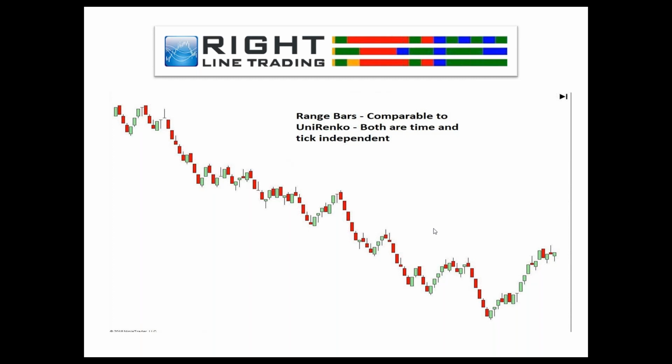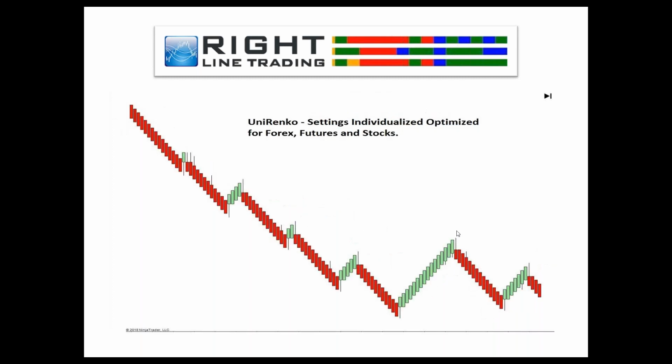So I traded range for a very, very long time, until I found Unirenko. And we optimized each of the settings for each of the financial instruments. Unirenko really does create the illusion of a really nice trend, and that illusion actually is very helpful. A lot of the volatility, a lot of the choppiness, is inside that Unirenko candle. Visually, not being able to see it is in fact extremely advantageous, and it really gives us some real terrific entries.